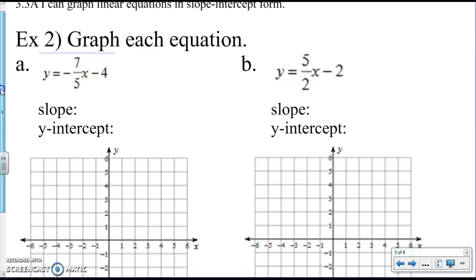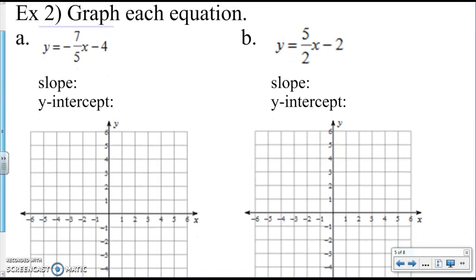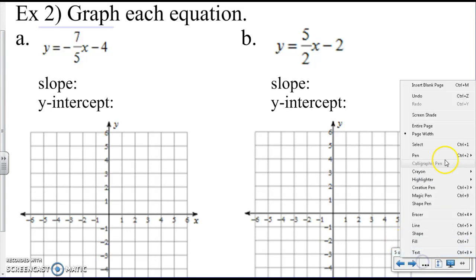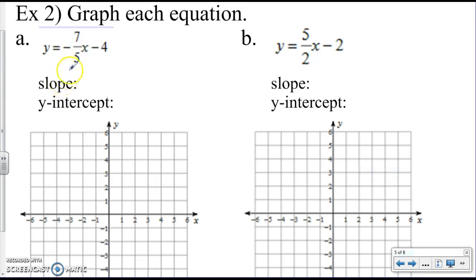Okay, same idea here. Graph each equation. We're going to use our slope and our y-intercept. Okay, so first, find your slope, always in front of your x. Notice I already have a fraction there. So I have -7. Notice I put the -7 on top, or the negative on top with the 7. That helps me decide what direction to go. Well, I'm going to show you a different way to look at that in a second.